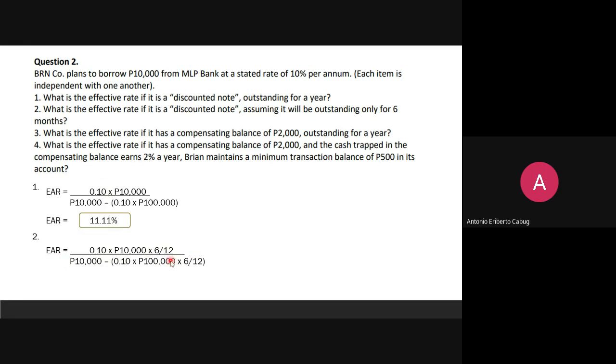So what we will do is we're going to multiply this by 12 over 6 to make this one year equivalent again. So that would be 500 over 95. Tama? 500 to. Ito 10K minus 500. 500 over 95, multiply that by 12 over 6, that's 2. You will have 10.53%. Very good.